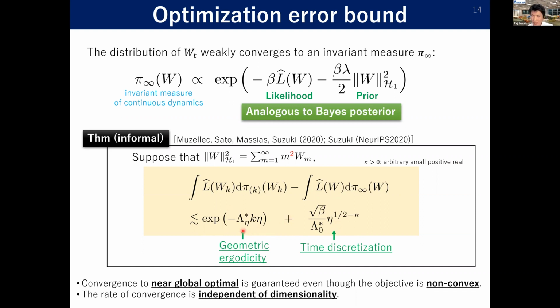This is nice, but I should mention that this constant involves lambda infinity, which is called the spectral gap. The spectral gap has a heavy dependency on the inverse temperature beta. Actually, lambda star has an exponential dependency on the inverse temperature beta. So if beta is very large, we need an exponential number of iterations. There is no free lunch. But if the loss landscape is very good, like a convex function, then the spectral gap is not so small. Anyway, we can show the convergence like this.